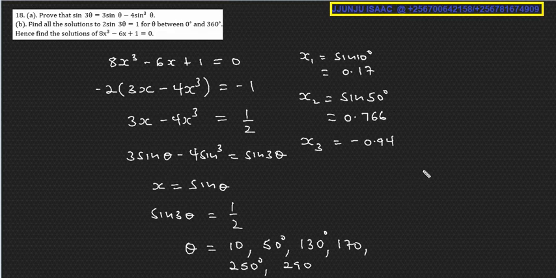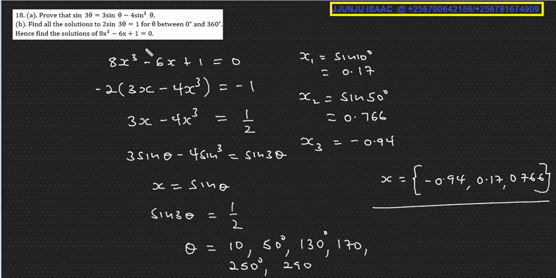So x has got values of negative 0.94, 0.17, and 0.766, and those are the 3 roots, because this is raised to the cubic power. So that's how we do such problems.